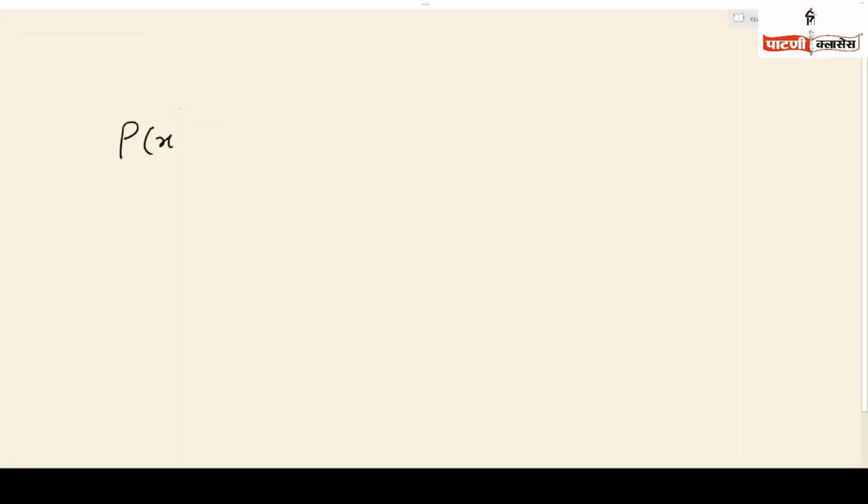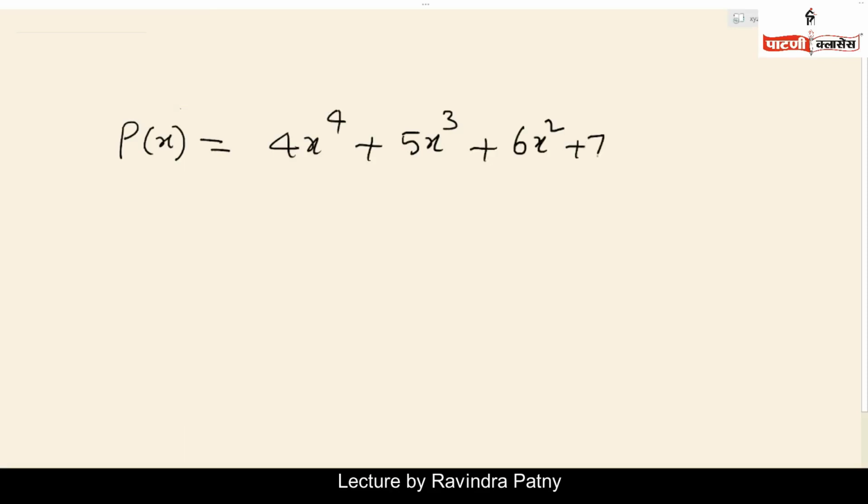Consider a polynomial like p of x equals 4x raised to 4 plus 5x cube plus 6x square plus 7x plus 5. In this polynomial, the 4 is called the coefficient of x raised to 4, 5 is called the coefficient of x raised to 3, 6 is called the coefficient of x raised to 2, 7 is the coefficient of x, and 5 is called the constant.